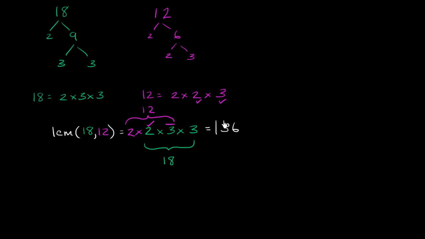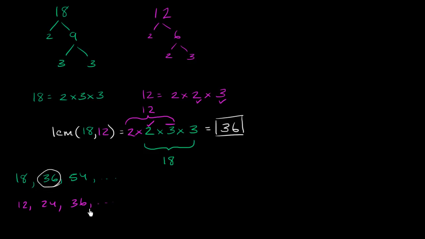Now, the other way you could have done it is what I would say just the brute force method of just looking at the multiples of these numbers. You would say, well, let's see, the multiples of 18 are 18, 36, and I could keep going higher and higher, 54, and I could keep going. And the multiples of 12 are 12, 24, 36, and immediately I say, well, I don't have to go any further. I already found a multiple of both, and this is the smallest multiple of both.